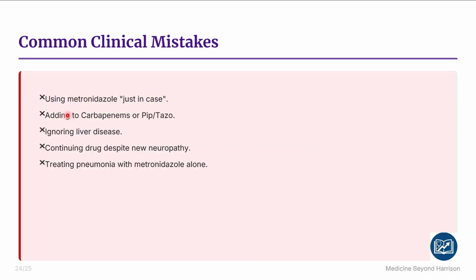Using metronidazole just in case for coverage is not indicated. Adding it to carbapenem or sulbactam is not recommended because they themselves have anaerobic coverage. Ignoring other causes and giving metronidazole is again a big blunder. Continuing the drug despite new neuropathy is also a big blunder. Treating pneumonia with metronidazole only is also a big blunder.